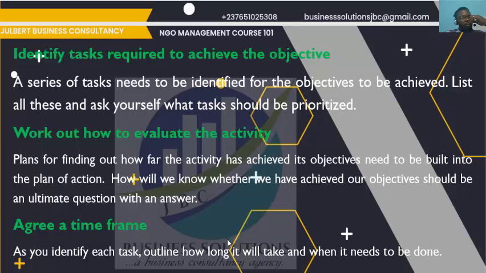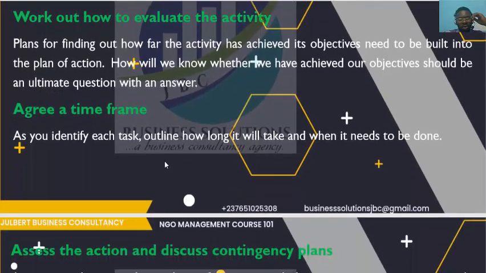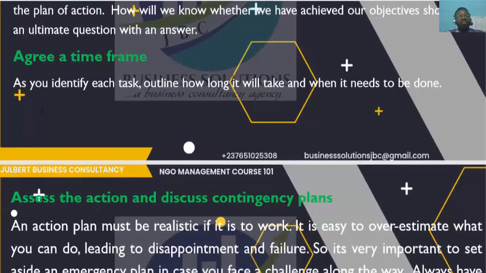So you should also pay attention to the time frame. Always set a time frame for every activity. As we get into the sample of an action plan, you will see how a plan is broken down from the objective to the specific tasks and the time frame. Okay.